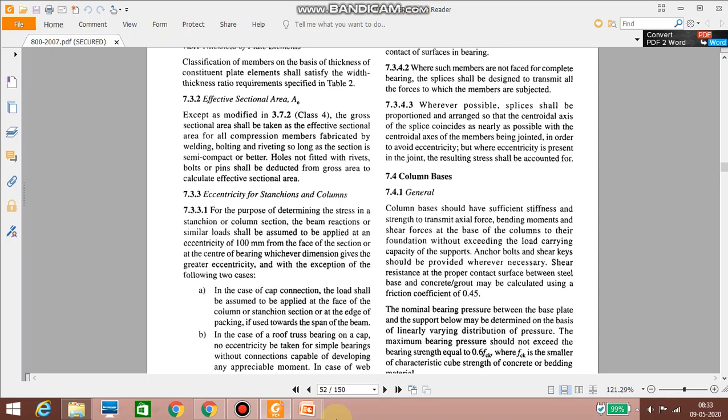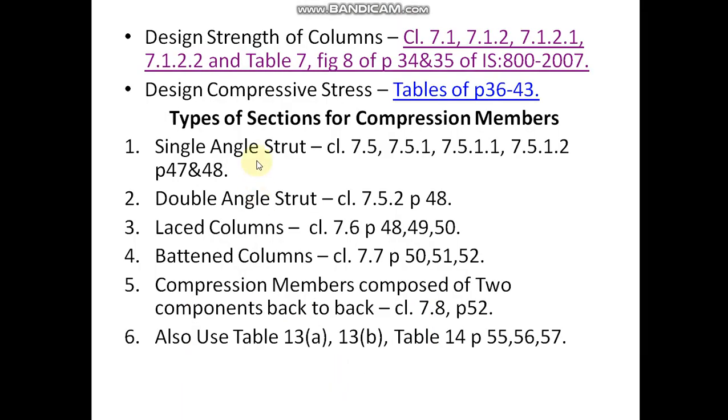Okay. Now we will move ahead with the design compressive stresses. These are given in tables on page number 36 to 43. We have already seen that for various values of Fy and also for various values of KL by r, we have the FCD values. Now the types of sections for compression members usually used are single angle strut, double angle strut, laced columns, battened columns, compression members composed of two components which are back to back, and also there are other types of sections according to tables 13a, 13b and 14, page number 55, 56 and 57.